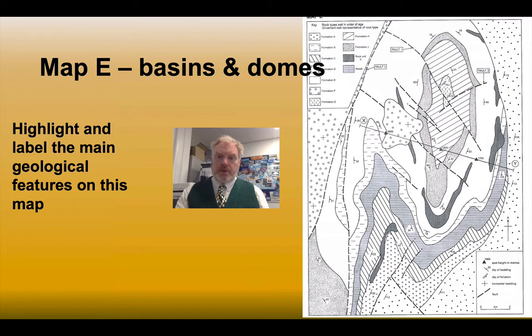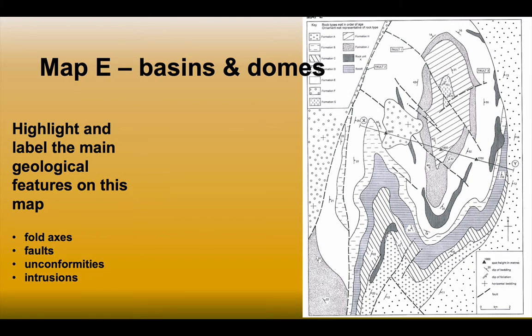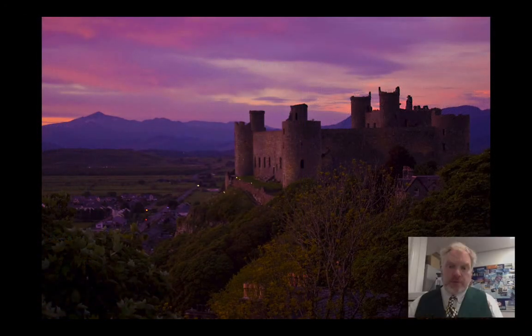So, as ever when we start one of these maps, see if you can highlight and label up the fold axes, the faults, any unconformities or intrusions that are formed. And then have a go at drawing the cross-section. So, as we see the sunset over Harlech Castle, once you've put together your cross-section and answered the rest of the questions, check out the answers. See if you can work out how we've put together that sequence of geology from the evidence on the map.